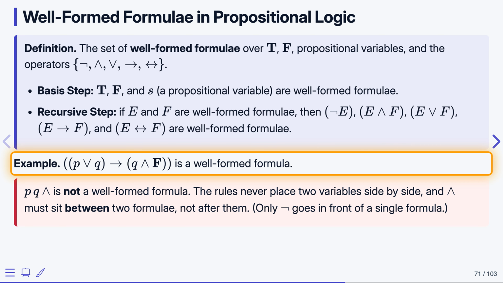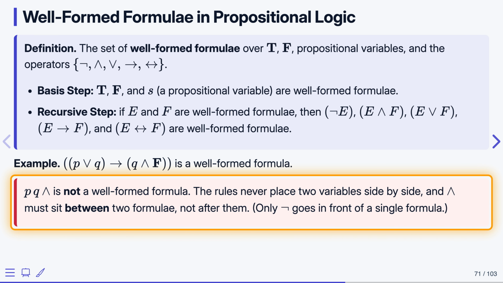For example, open P or Q, then arrow, then Q and false, all wrapped up, is well formed. But PQ and, written in that order, is not. The rules never put two variables next to each other, and the operator and must sit between two formulae, never after them. Only the not sign is different. It goes in front of a single formula.